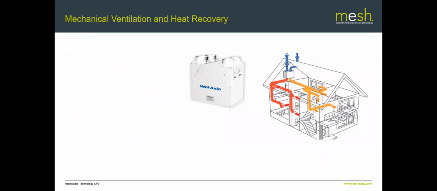So let's contrast that with mechanical ventilation with heat recovery. On the right hand side here we've got a typical trunk and branch type MVHR system, with a picture of an MVHR unit in the middle here.